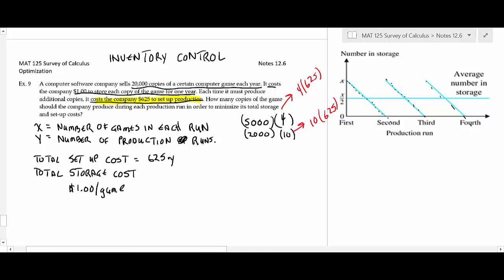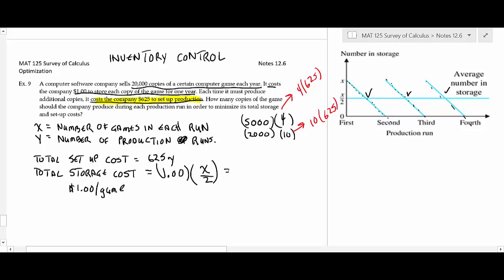Well, the average is what we're going to work with. So the average of x is just half of that, x over 2. So we're going to use that number, kind of in half. So it's going to be $1 times, and x is the number of games, so we're going to use that average. The reason we're doing that average is because we have to find out in each production run how many games we do. So we're just going to take the halfway point from the beginning until they've sold everything.